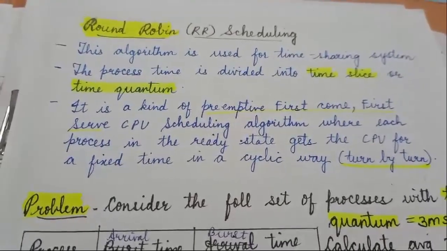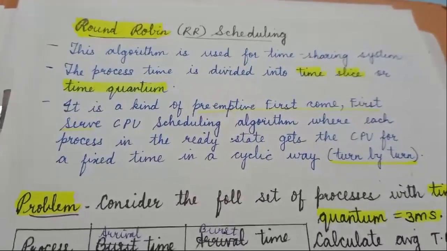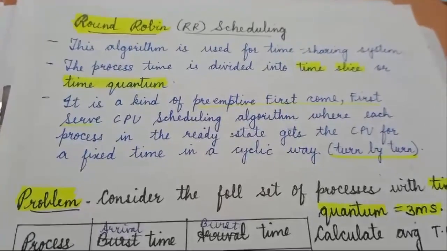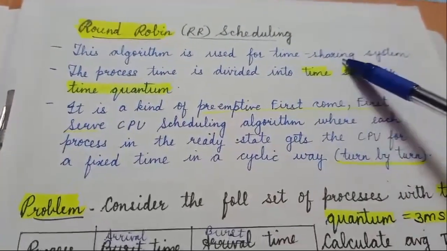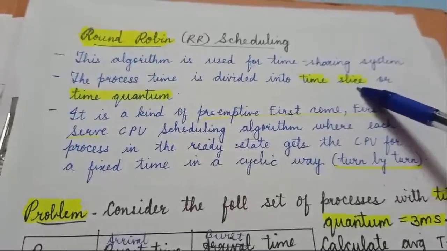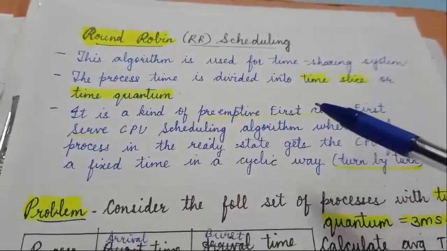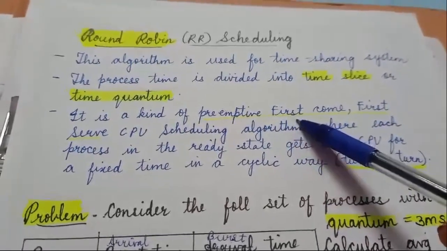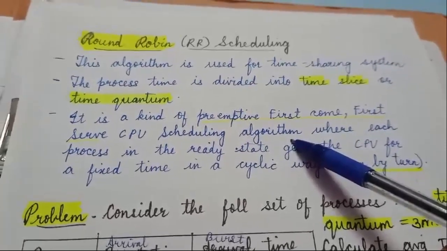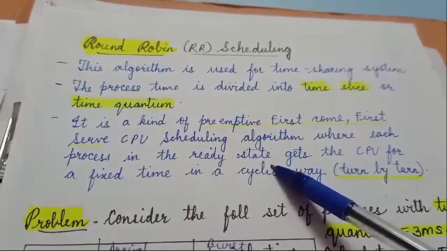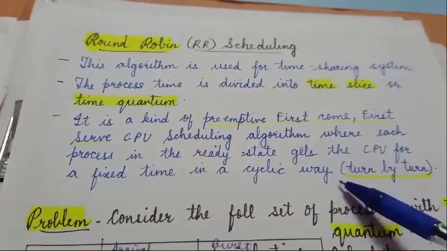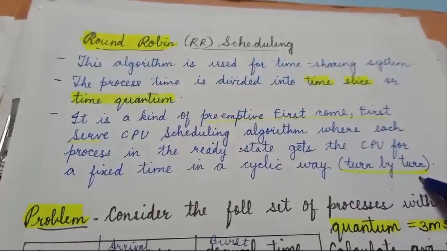Welcome to the video. Let's learn round robin scheduling, that is RR scheduling. This algorithm is used for time sharing systems. The process time is divided into time slices or time quantum. It is a kind of preemptive first come first serve CPU scheduling algorithm where each process in the ready state gets the CPU for a fixed time in a cyclic way, that is turn by turn.